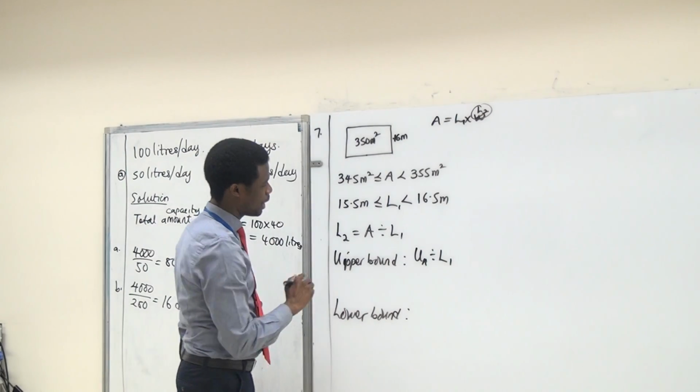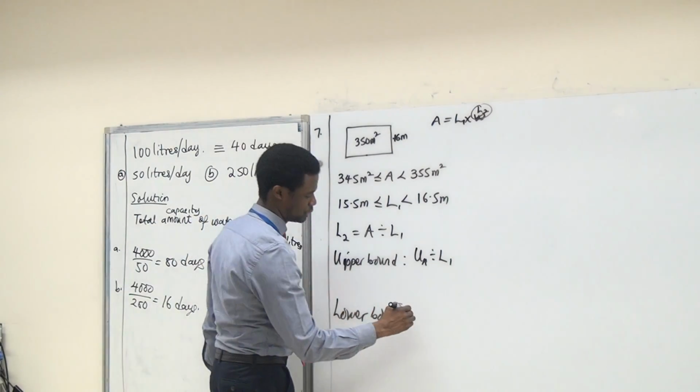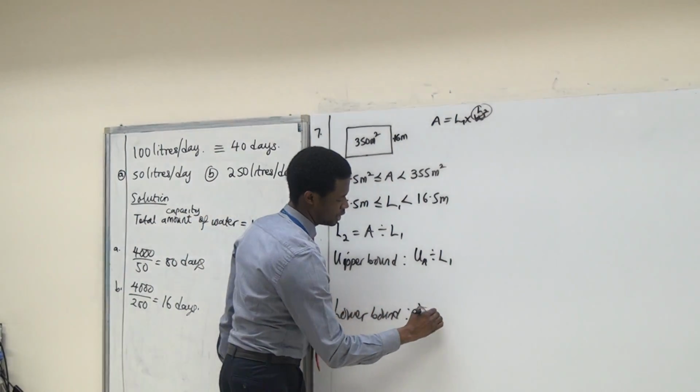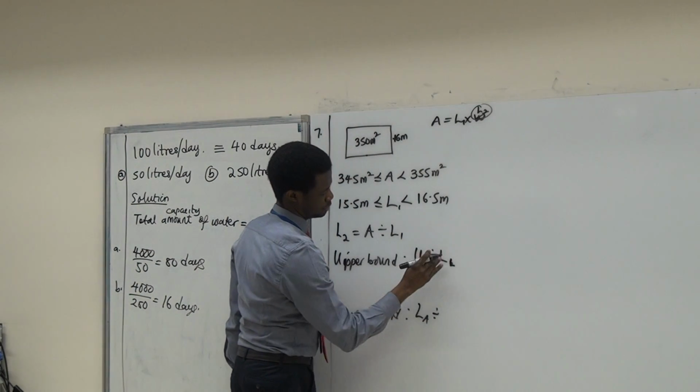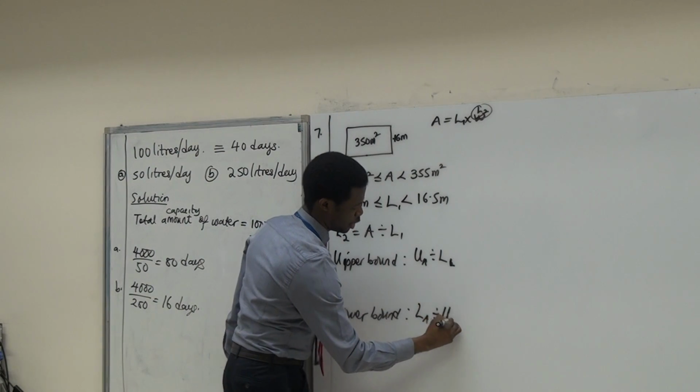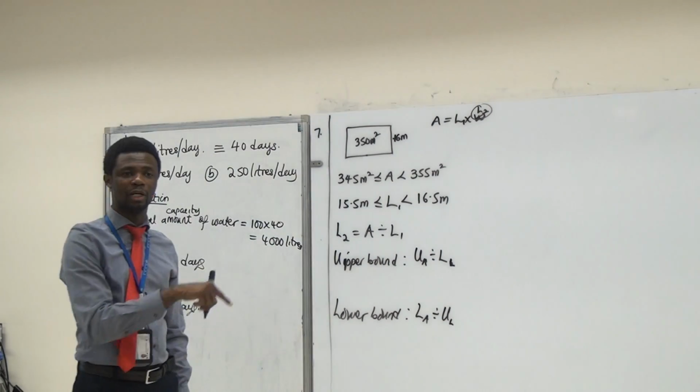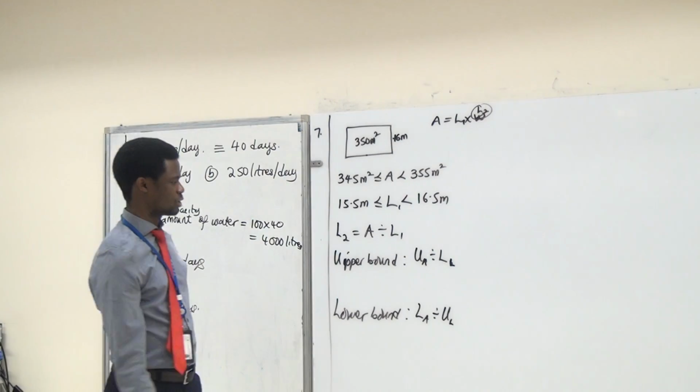Yes. And for the lower bound of the other length, what do we do? Lower bound of A divided by upper bound of L1. That's what I mean by UL, UA. Do you get that? Yes. Okay, so let's substitute now.